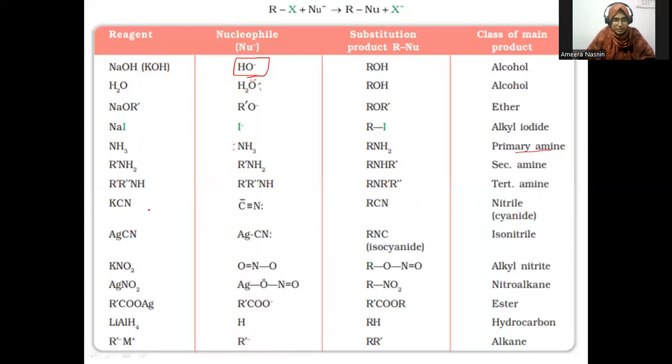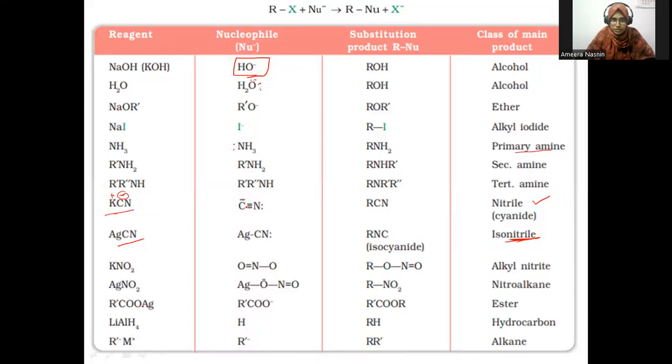One of the interesting cases in this table is of KCN and AgCN. They both may look similar to each other, but the product that we are getting when we take KCN and AgCN are different. If you are taking KCN as a reagent, the product that we are getting is a nitrile. If you are taking AgCN as a reagent, what we are getting is isonitrile. It is because KCN is an ionic compound where there is a positive charge. K is a positive charged ion and CN is a negative charged ion.